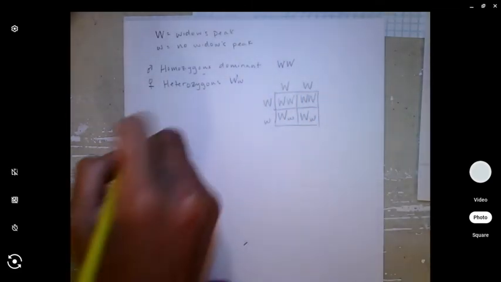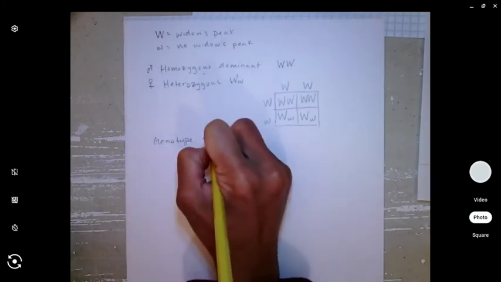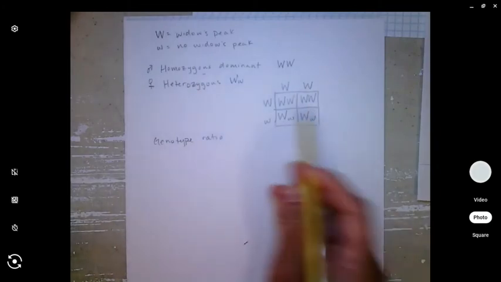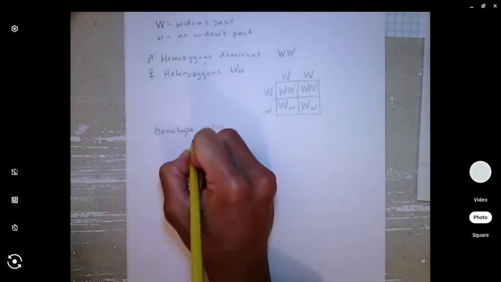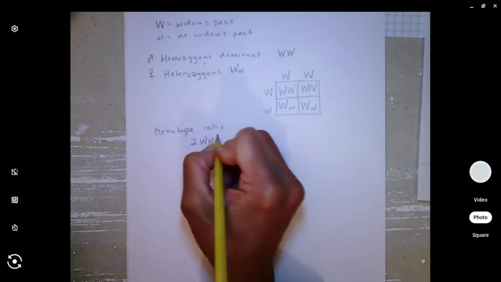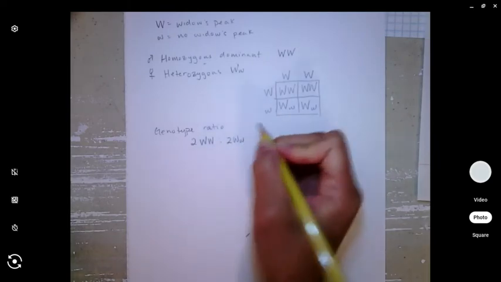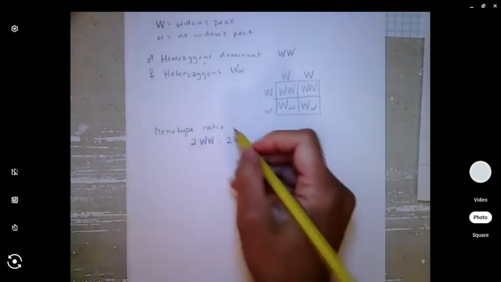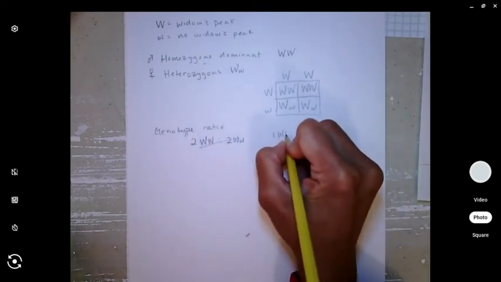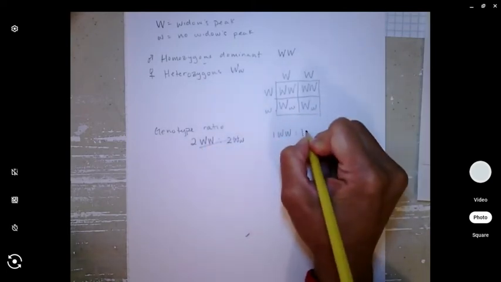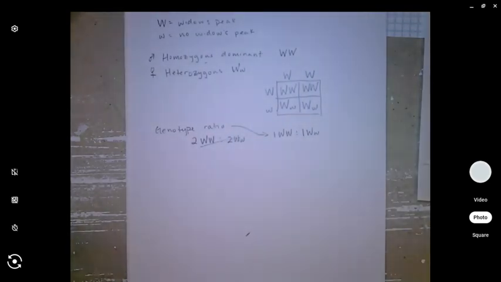Okay, so the genotype ratio has to do with the letters, or the genotypes. It's going to be 2 capital W capital W to 2 capital W lowercase w, or 2 heterozygous. Usually it's better to narrow those down, so it's a 1-to-1 ratio. Okay, so that's the genotype ratio.